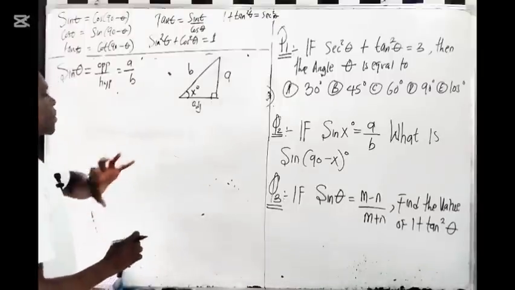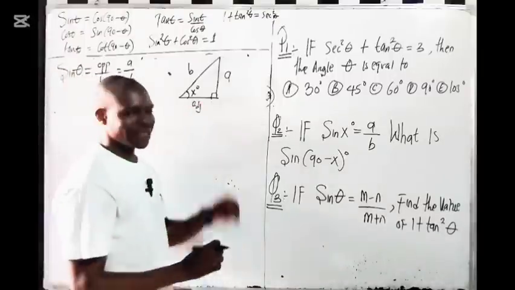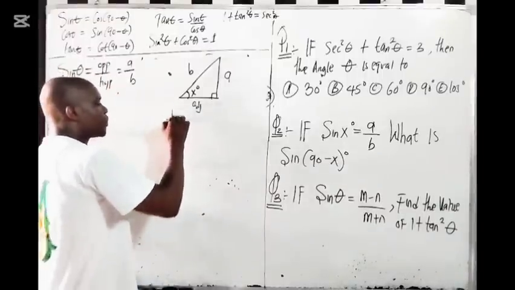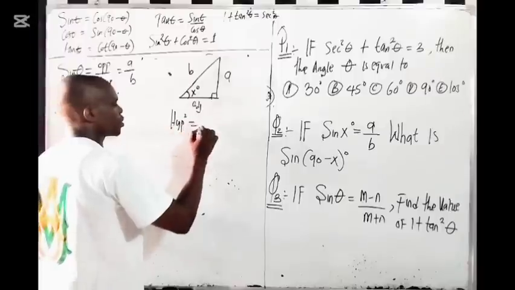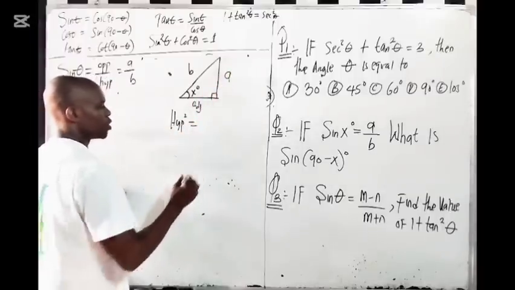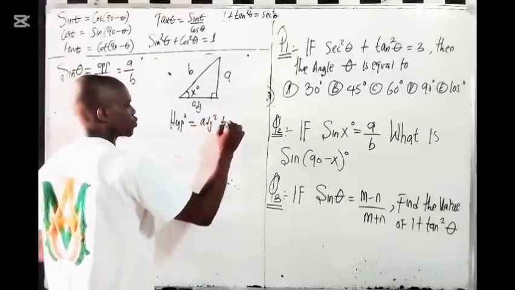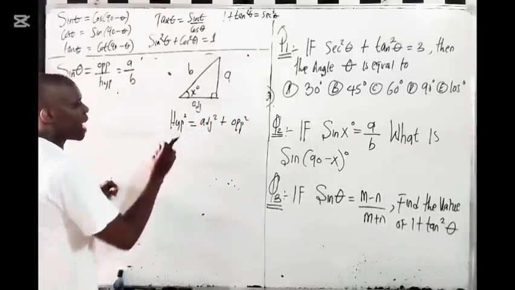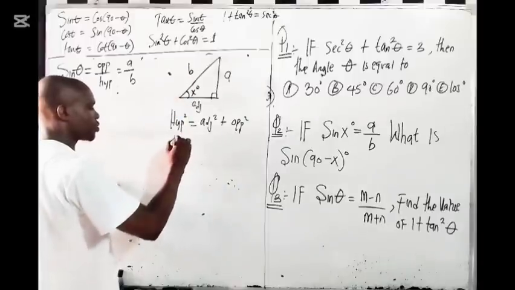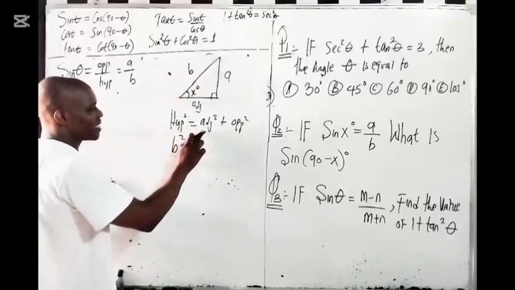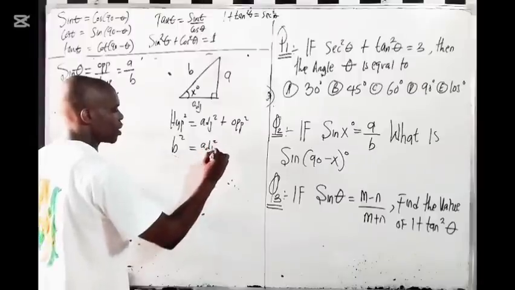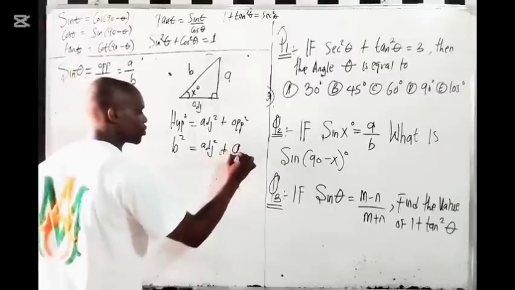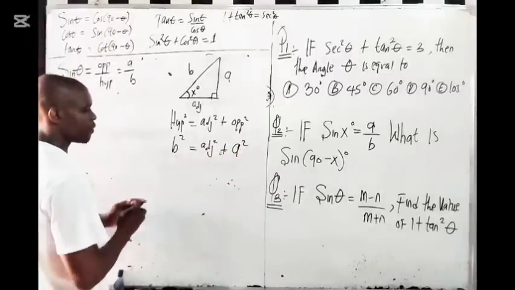For you to be able to solve anything, first you have to look for the adjacent. From Pythagoras' theorem, the square of the hypotenuse is equal to the sum of the squares of the adjacent plus the opposite. My hypotenuse is B, so B square equals my adjacent, which is what I'm looking for, adjacent square, plus my opposite, which is A, A square.